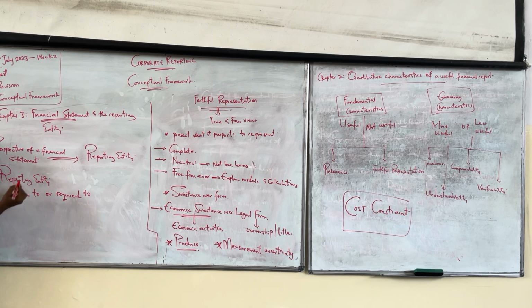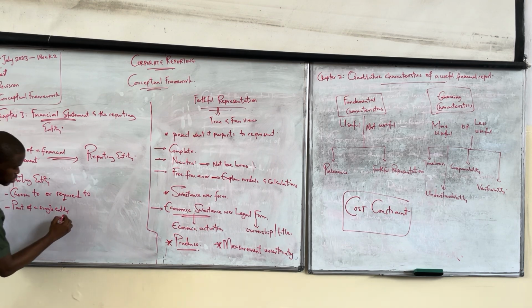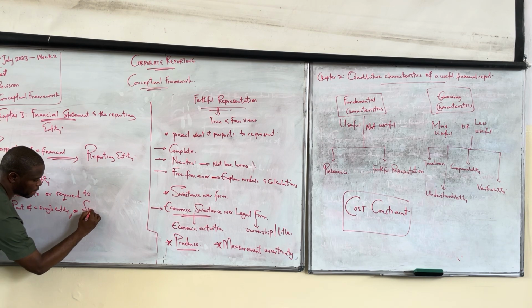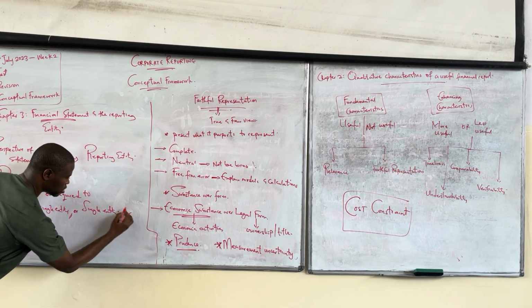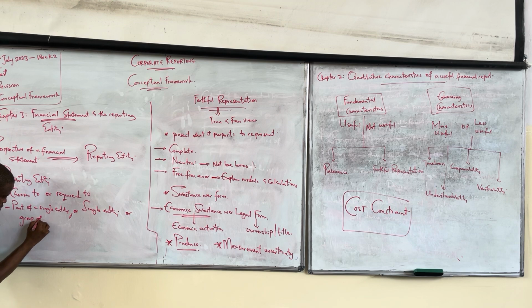And again, a reporting entity, he said, can be a part of a single entity, and this is like an operating segment. In fact, we'll look at the standard very soon, IFRS 8, on operating segments. And last night, they flooded your questions with operating segments. Okay, so we don't know what will happen this night. Or it could be a single entity itself. A reporting entity can be a single entity, or it could be a group of entities. That's also a reporting entity.